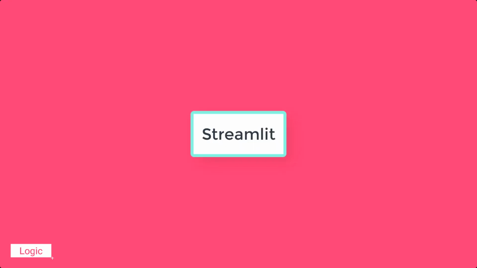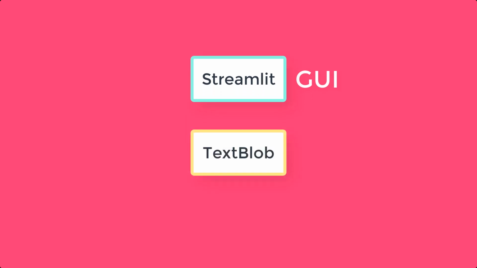So here is the logic behind the project. We will be using Streamlit as a GUI for our application. Streamlit is an open source Python library that makes it easy to create and share custom web apps for machine learning and data science products. Using Streamlit, you can create and deploy powerful data applications in just a few minutes with a few lines of code. And we will be using the TextBlob module for classifying the given input as positive, negative, or neutral.